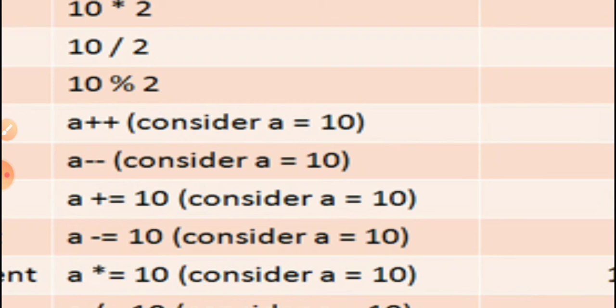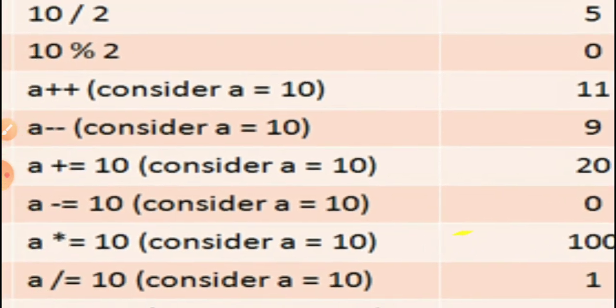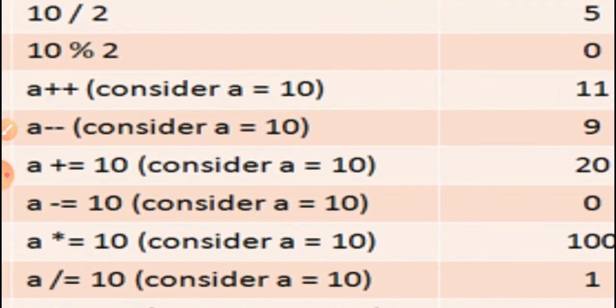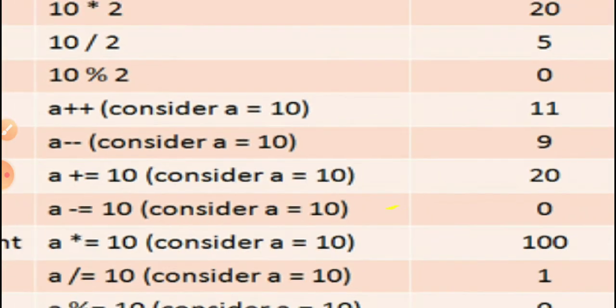Next, a plus equal to 10. That means a equal to a plus 10. Already a's value is 10. Next again 10 is added to a, so it becomes 20. See another example, that is a minus equal to 10.